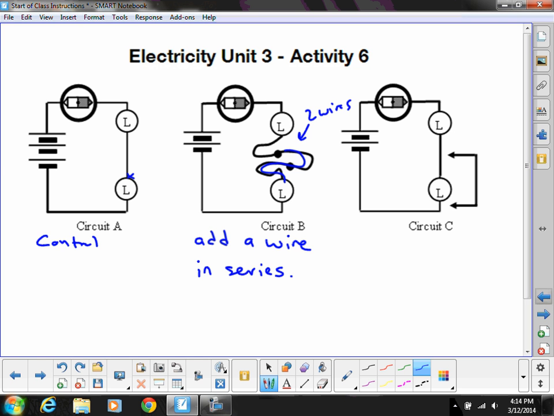So we'll look at how adding a wire in series affects the overall resistance of the circuit. That's circuit B.